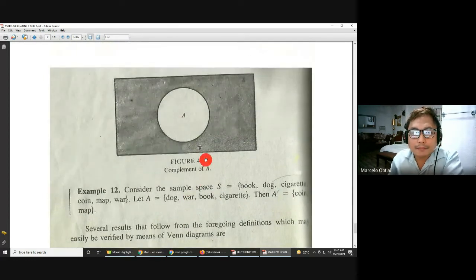Now, in a Venn diagram, you draw this rectangle or square, then only one event is given, which is A. I told you, the shaded portion is actually your answer to what is required. Since you're asked for the complement, this is our answer: the shaded portion outside the circle of the event. If we label this, A has dog, war, book, and cigarette. What is outside is coin and map only. So that is why coin and map are our answer.